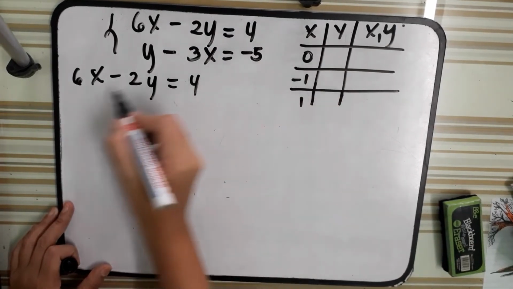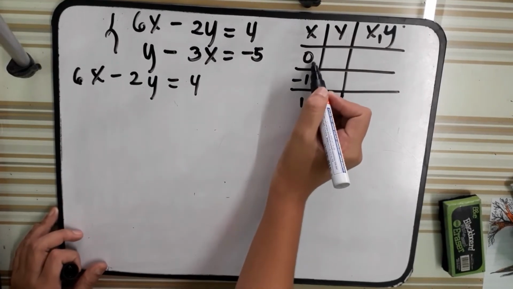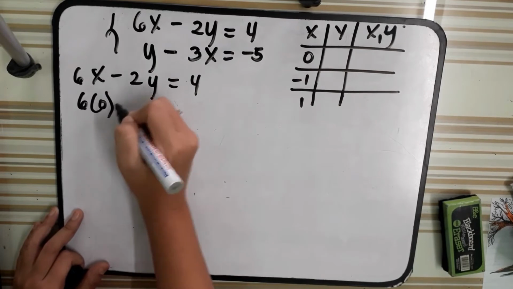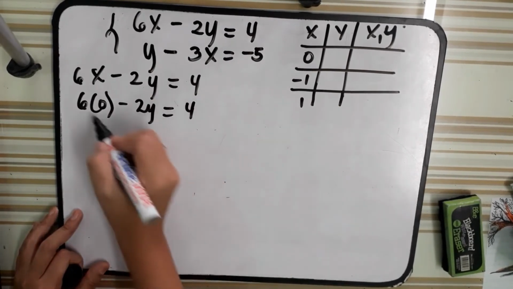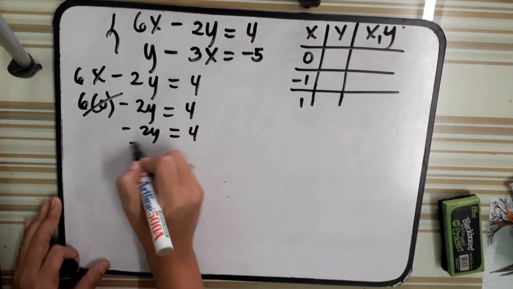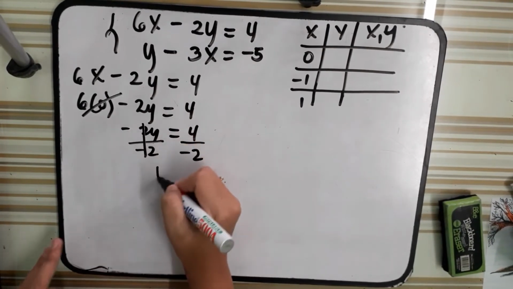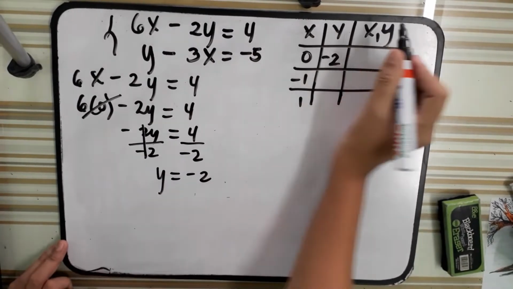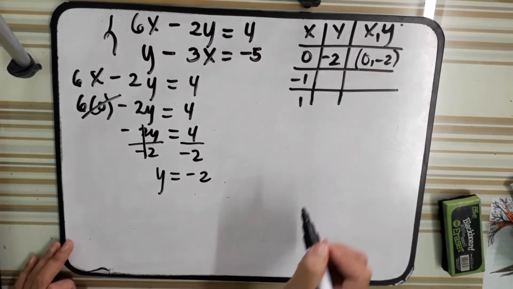Okay, so substitute natin siya dito. Let's change the value of x kung ano yung given natin para mahanap natin yung value ng y. So this will become 6 times 0 minus 2y is equal to 4. Now, let's simplify. So this will cancel out. Negative 2y is equal to 4. And divide both sides by negative 2 para mahanap natin yung value ni y. So this will become y is equal to negative 2. So lagay natin yung sagot dito. Then afterwards, kunin na natin yung ating points, which is 0 and negative 2.